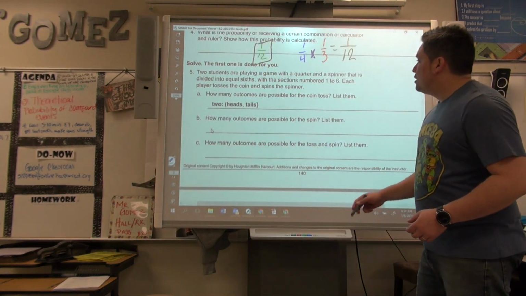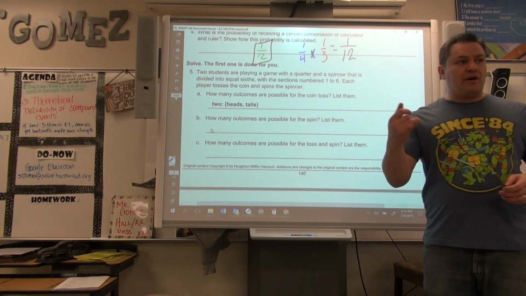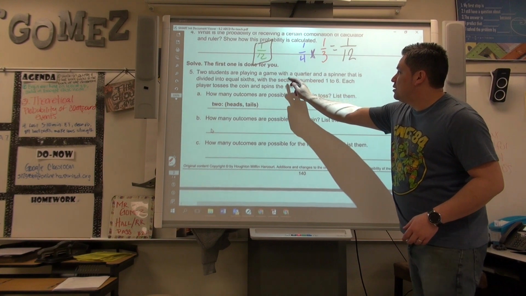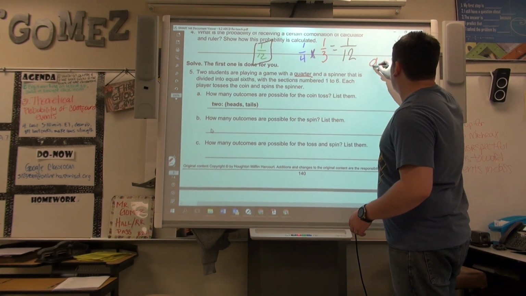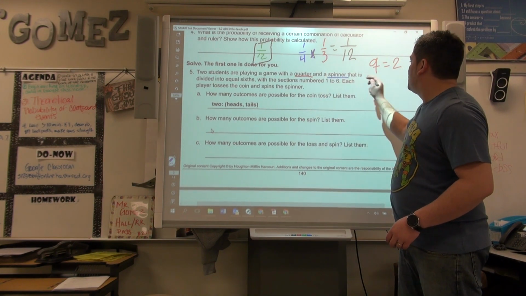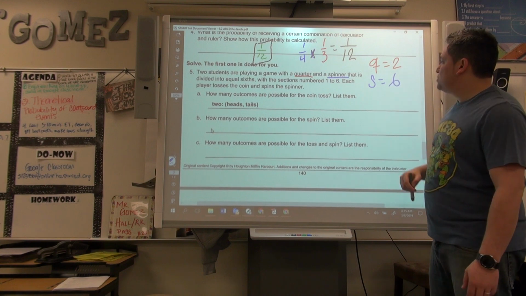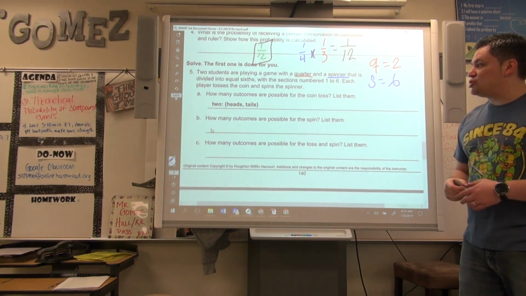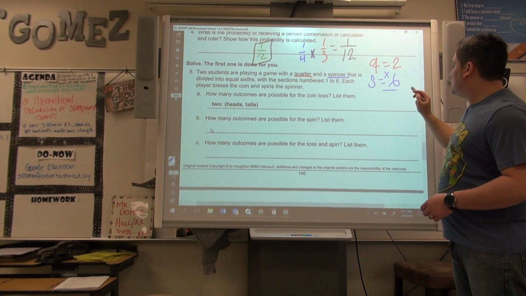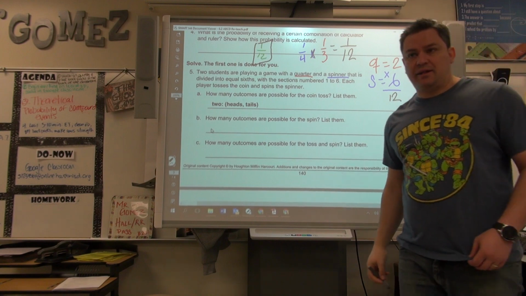So, the coin, what are the total possible outcomes for a coin? We have heads and tails. So for the coin, which is the quarter, we have 2 total possible outcomes. And for the spinner, it says right here, how many? 1 to 6. 6 total possible outcomes. So my total possible outcome should be 12. And we're going to make sure of that.